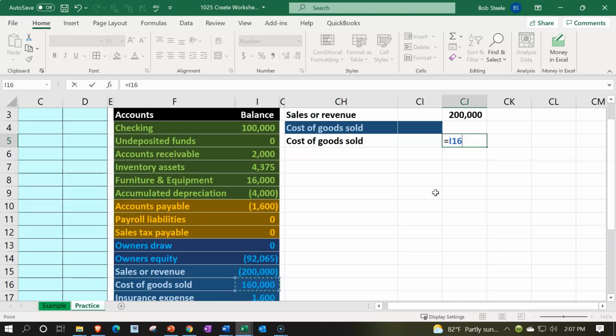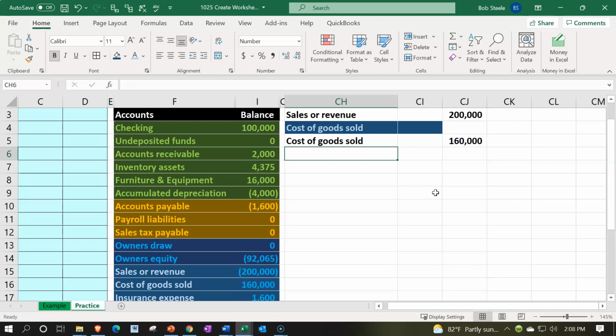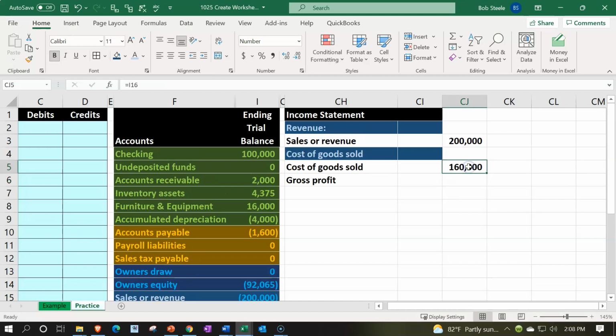This just equals the cost of goods sold. Then we'll typically have a subcategory, which is going to be called gross profit. So we're going to say gross profit, and I'm going to underline this one. And then I might put some indentations here.